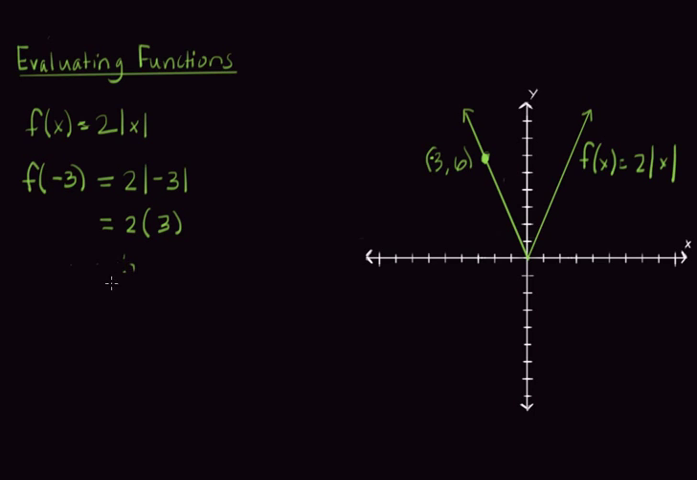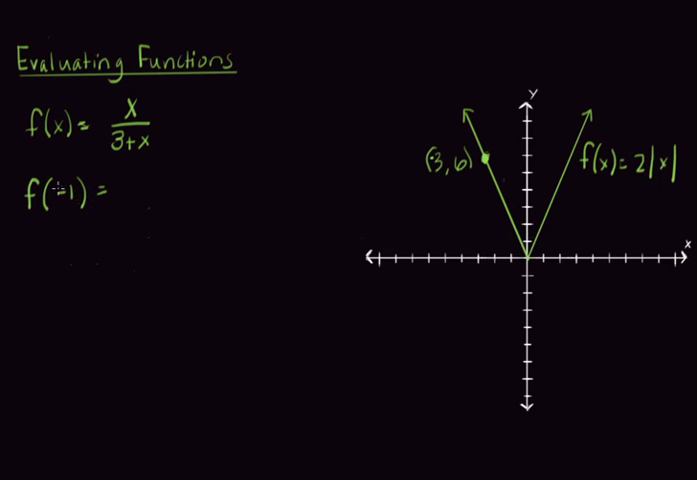Okay, so let's try a different kind of function now. Let's try a rational function. A rational function is a function that has a ratio in it, or another way of saying that is a function that has a fraction in it. So for example, let's do f(x) = x over 3 plus x. This is a rational function. Let's go ahead and evaluate this function when x is negative 1.